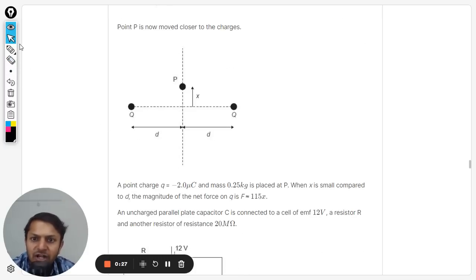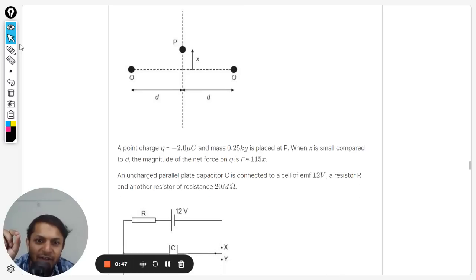A point charge Q is negative 2 microcoulomb and the mass of 0.25 kg is placed at point P. So earlier nothing was placed there, but even then the point was moved. Anyways, so this is the mass now, this is the charge now. Now the charge is placed there, and when x is very small compared to d, I know that it is going towards simple harmonic motion.